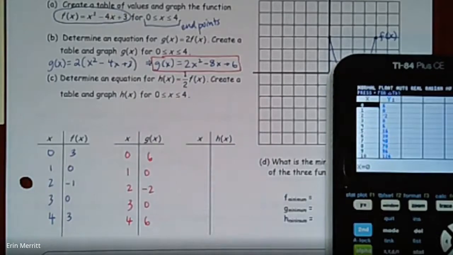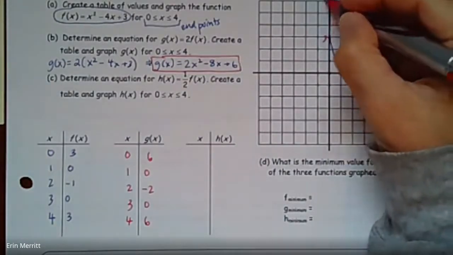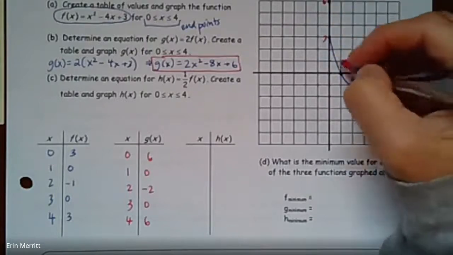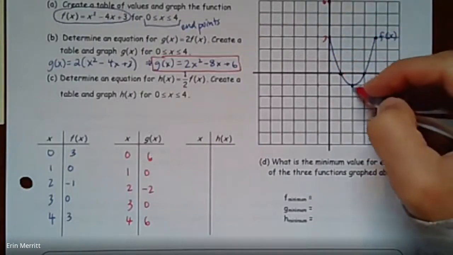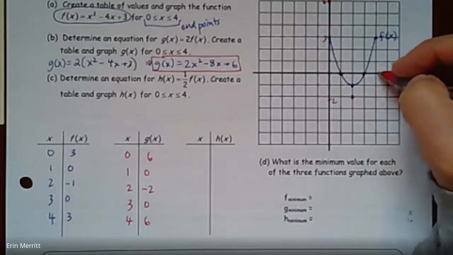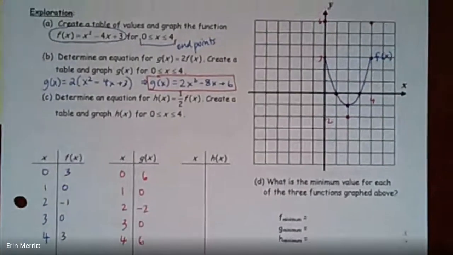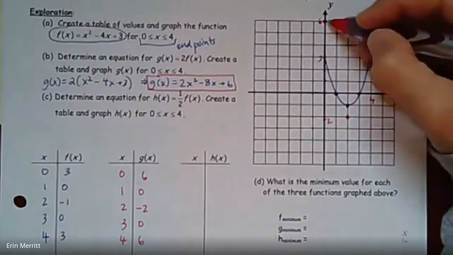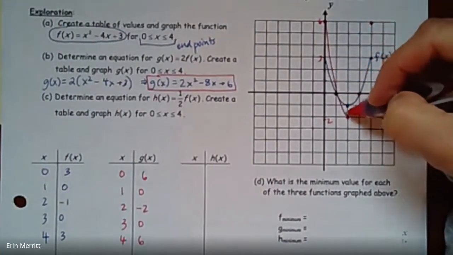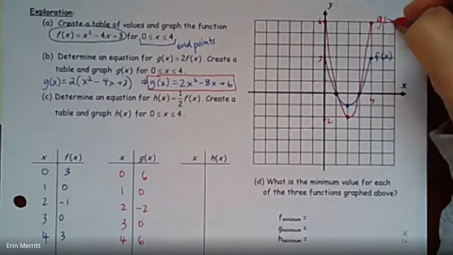So we're going to plot all these points. So we've got the point 0, 6. So 3, 6 is all the way at the top there. We still have 1, 0. We got 2, -2. And then back to 3, 0, and up to 4, and then 6. So doing the best you can, connecting the dots nice and pretty. All right, here is our g of x.